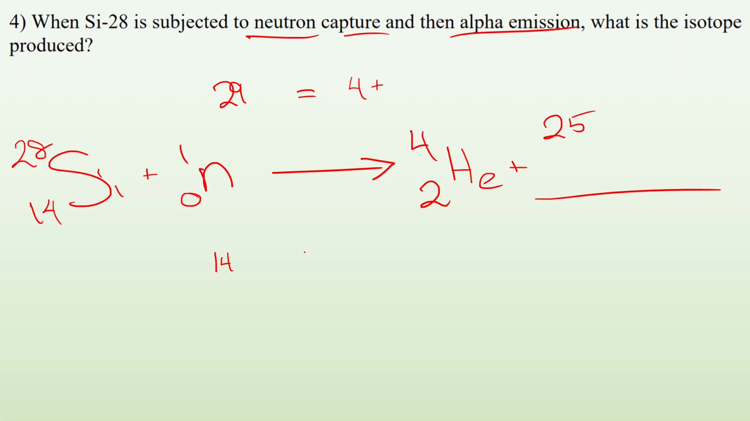Now let's take a look at the charge. 14 and 0 gives me 14. So on the right side, 2 and some number has to give me 14. The missing number must be 12. So what element is that? It is magnesium.